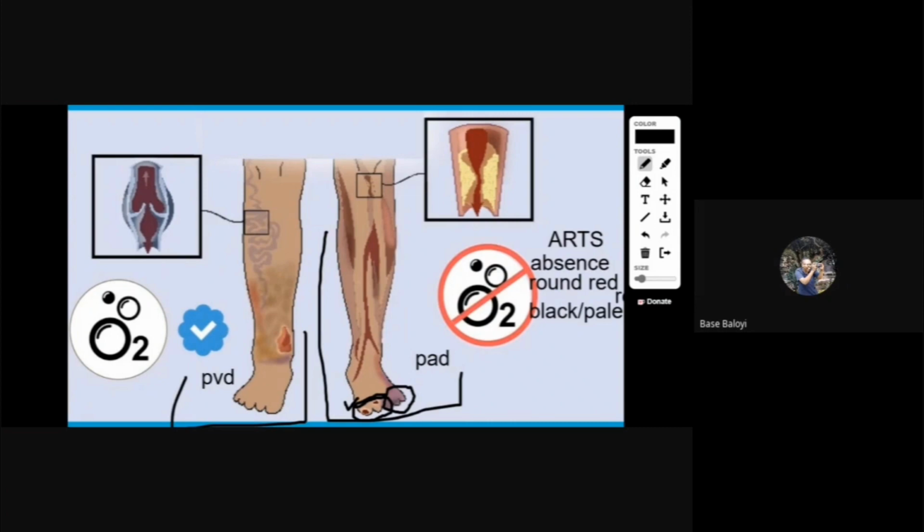And then the S is for sharp calf pain. They are definitely going to have the sharp calf pain because they are having oxygenation problems, right?